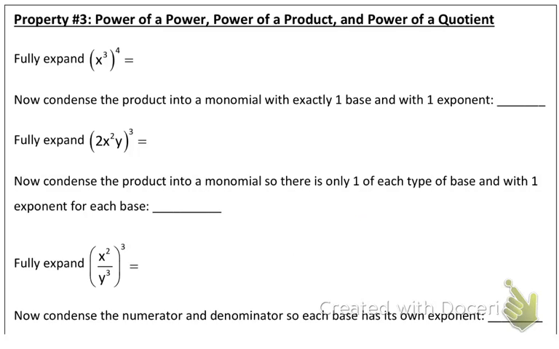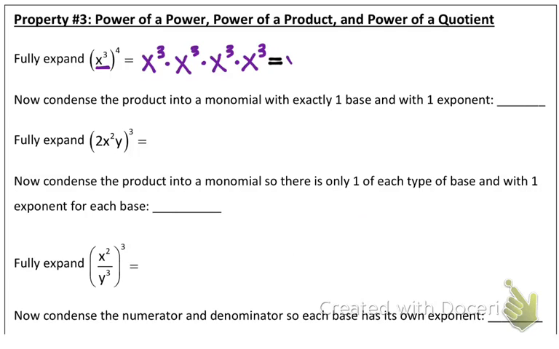In our first example, we're going to fully expand x cubed raised to the 4th power. So what does that mean? Remember in our first video of properties of exponents, when we have a base being raised to a power inside parentheses, this x cubed acts as the base. So we have 4 copies of x cubed. Let's write that out. x cubed, that's the first, times x cubed the second, x cubed the third, and x cubed the 4th. So we have 4 copies of x cubed.